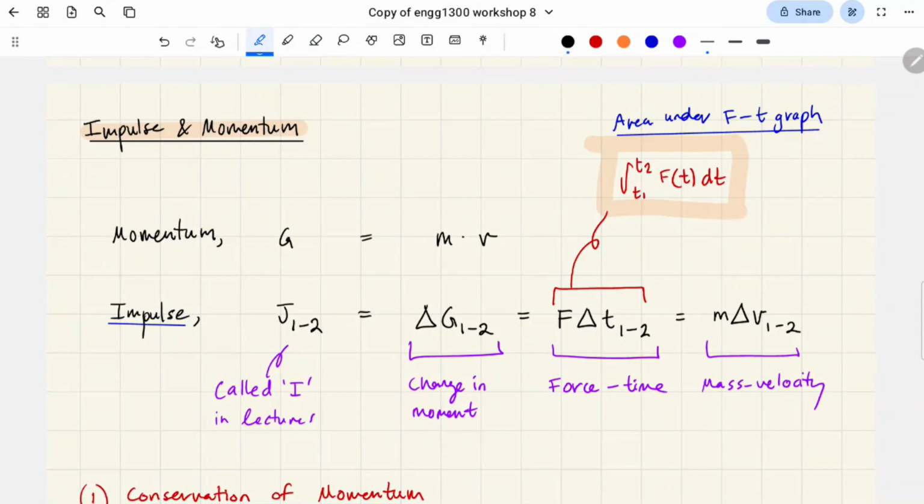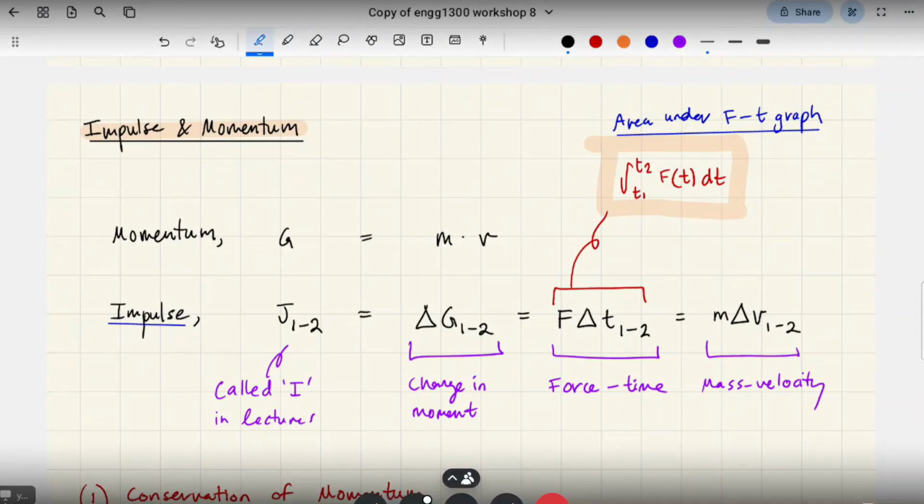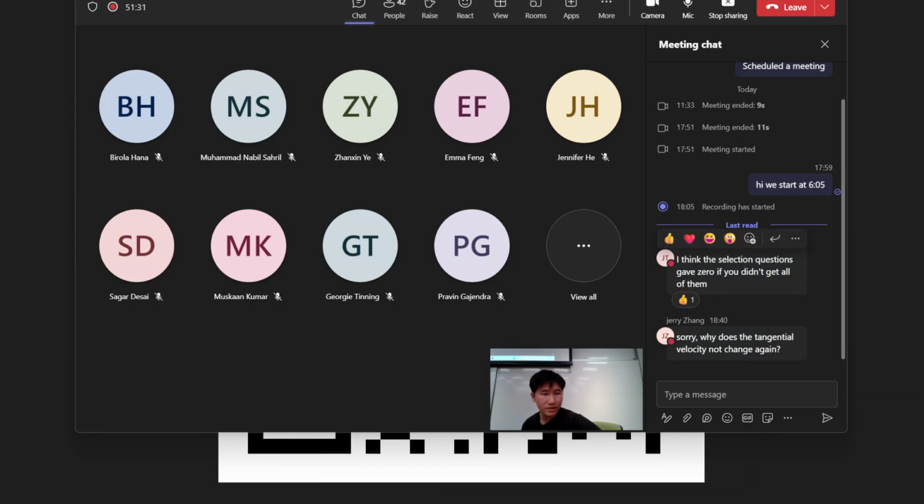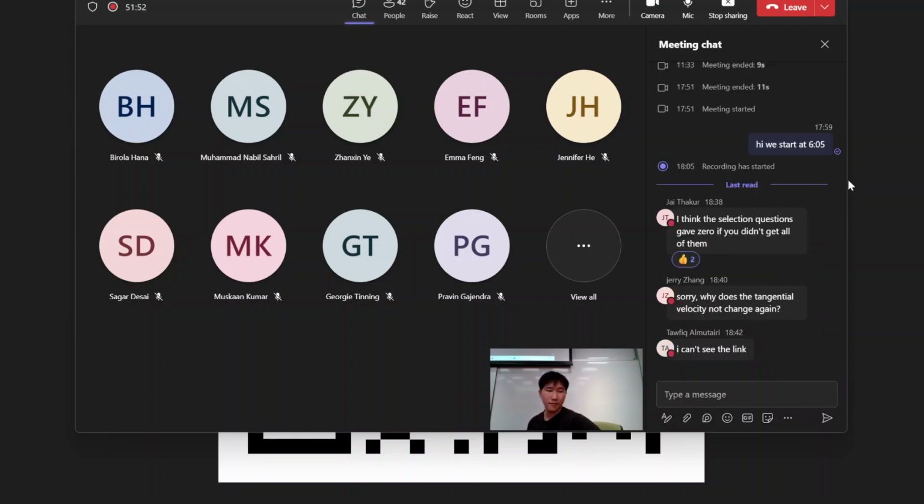Yeah. Okay. I'll send you off on a break. Here's the attendance. Selection of 0 if you didn't get all of them. Oh yeah, that's true. So why does the tangential velocity not change again? Basically for a collision and the definition of e, which is the coefficient of restitution, you're only talking about the normal component. Yeah. I'll explain it properly after the break, but yeah, here's the attendance, so just scan that.